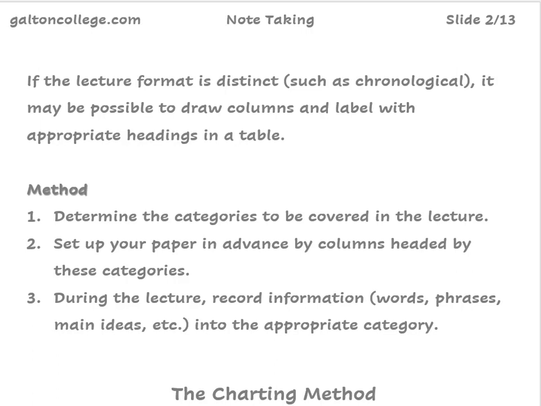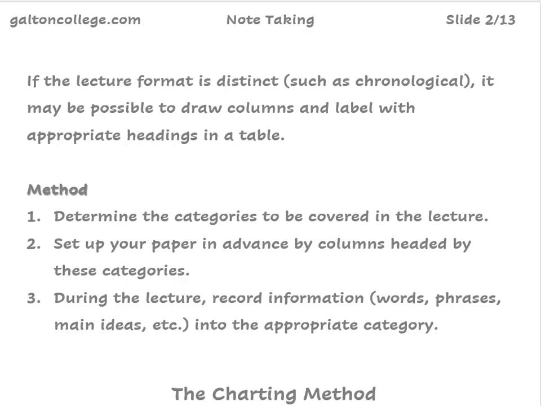So the method here is, well, determine the categories to be covered in the lecture. So what's the lecture about? Set up a paper in advance with columns headed by these categories. So try to imagine what are the categories that are going to be mentioned. Sometimes you may not know this in advance, so it might be best just to go in with a table with some columns in the table. And you don't even know what the headings are, but you can do that when you get in there. So you can say point one is about whatever and write down what the column heading is.